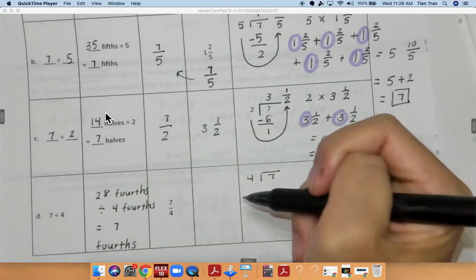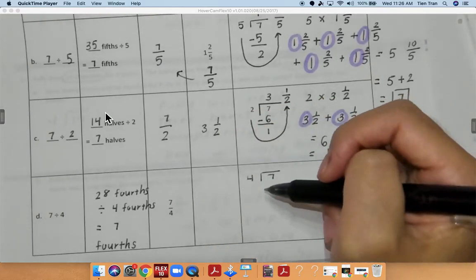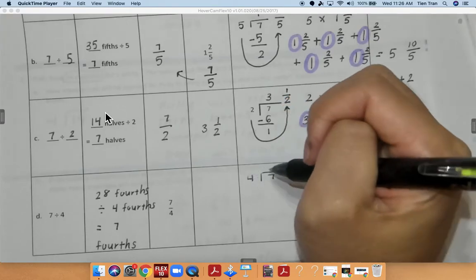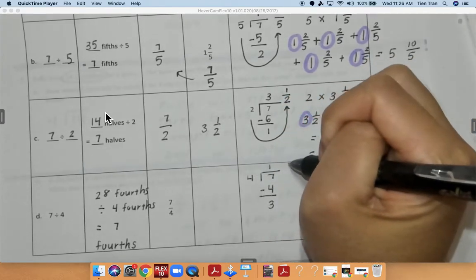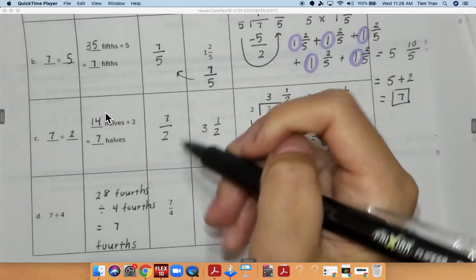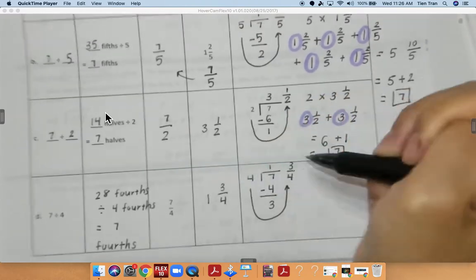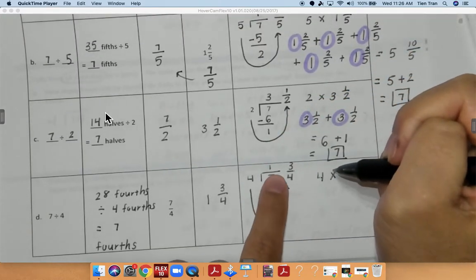7 divided by 4. If I were to change that into a mixed number, I would solve that right here. 4 can go into 7 one time. 7 minus 4 is 3, so my remainder is 3, and my denominator is 4. So I get 1 and 3/4. Now to check it, what I'm going to do is multiply 4 times 1 and 3/4.